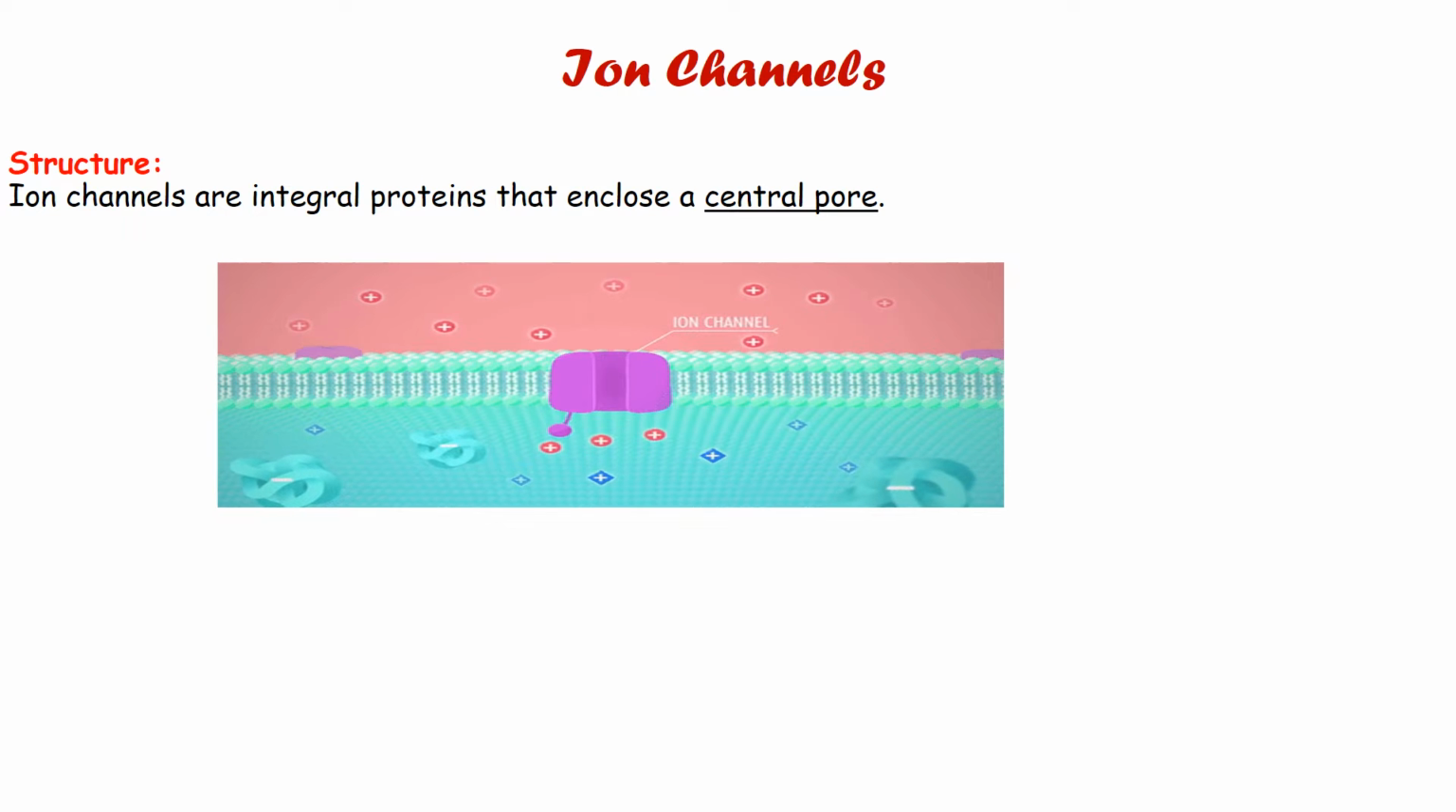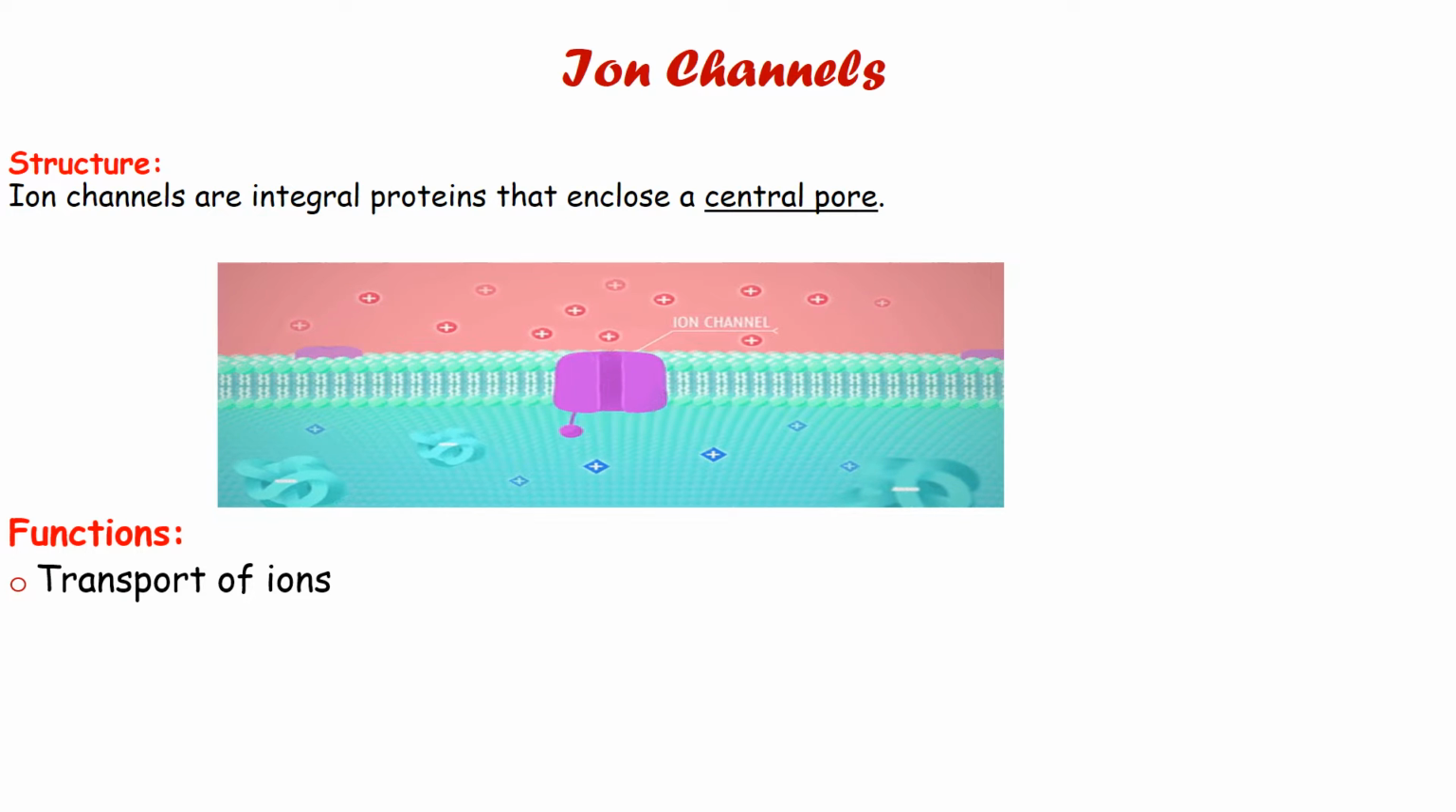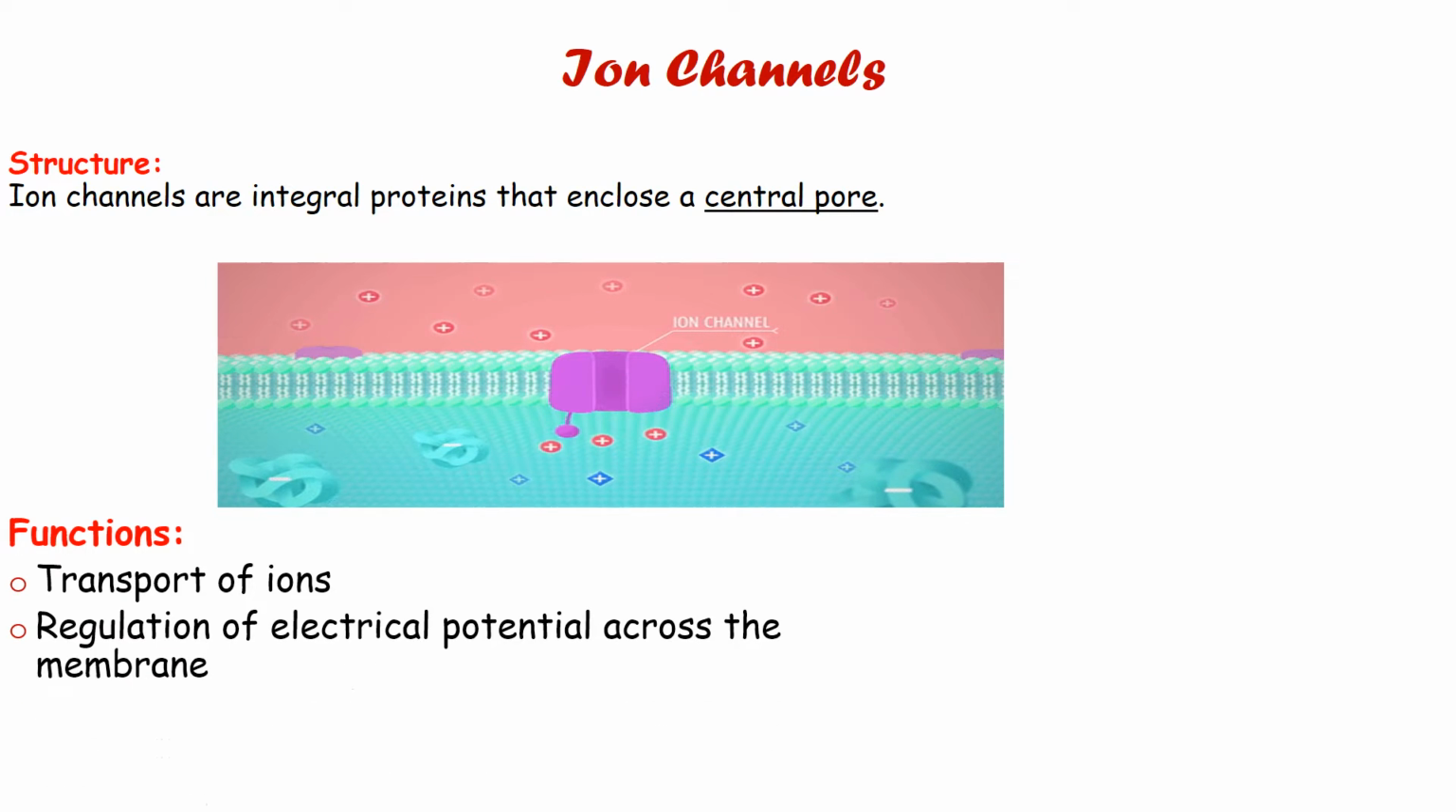The diffusion of ions across the cell membrane is through these ion channels, which create a tubular passage for the passage of these ions, as you can see, from a region of high concentration to the lower concentration. So what are the functions of these ion channels? One, we know, is the transport of ions. Second, because these are charged particles, they also help in regulation of electrical potential across the cell membrane.